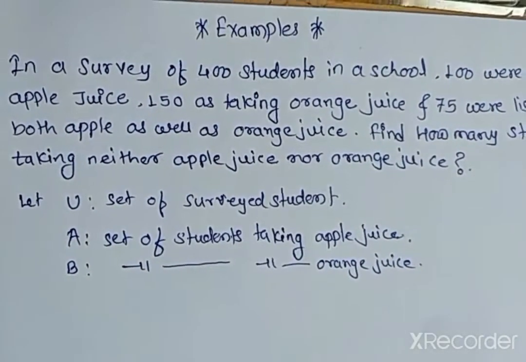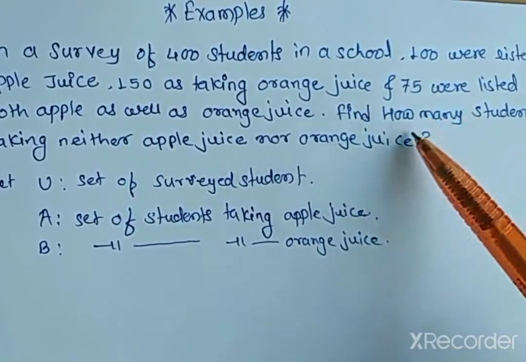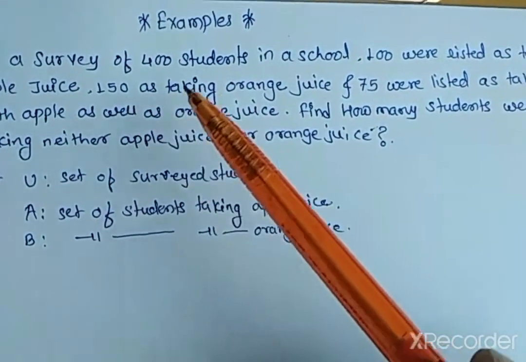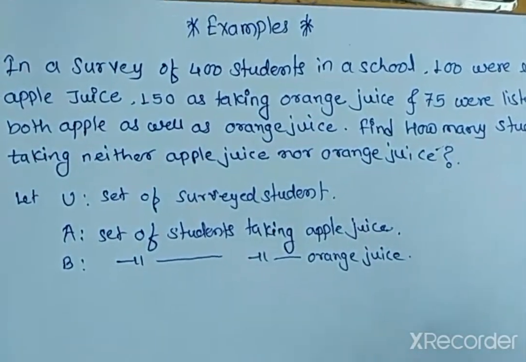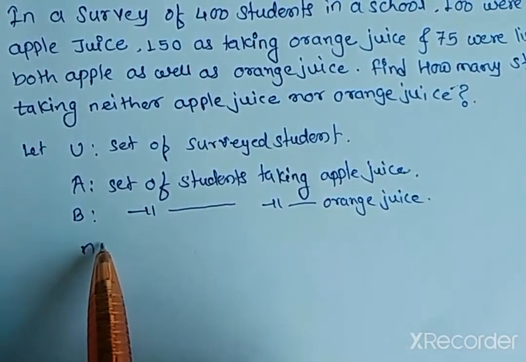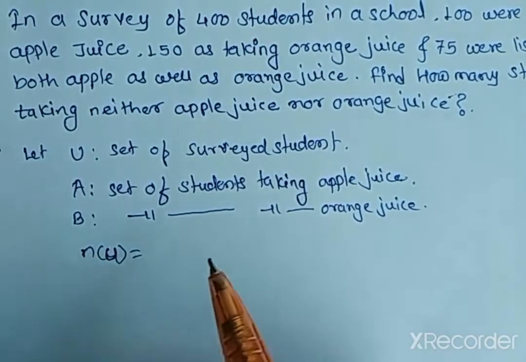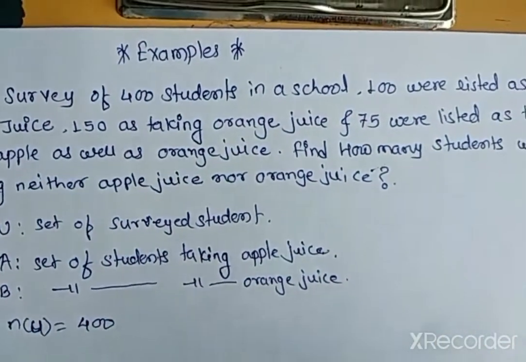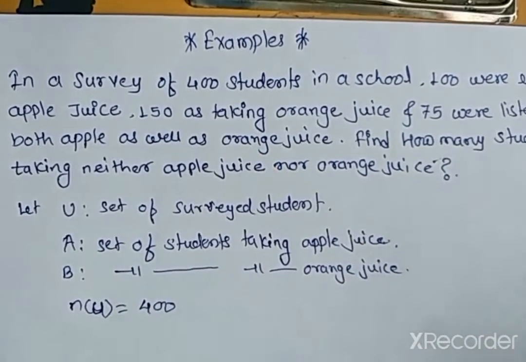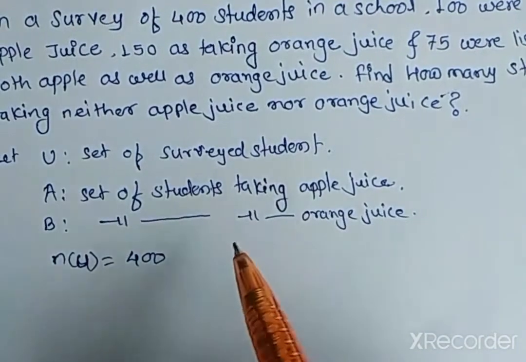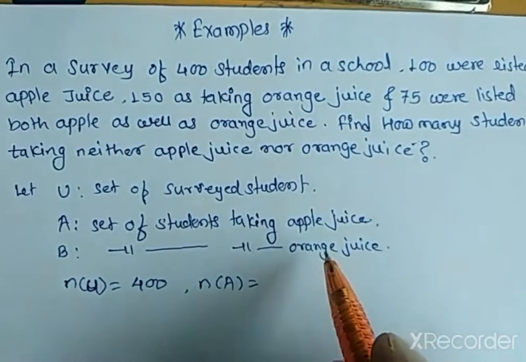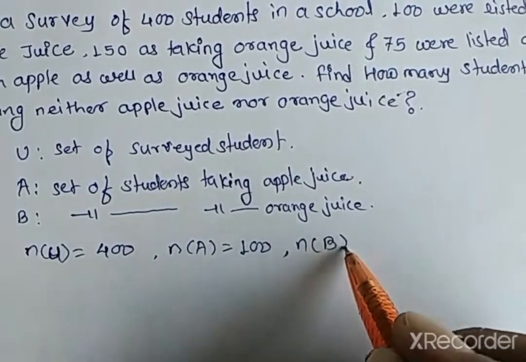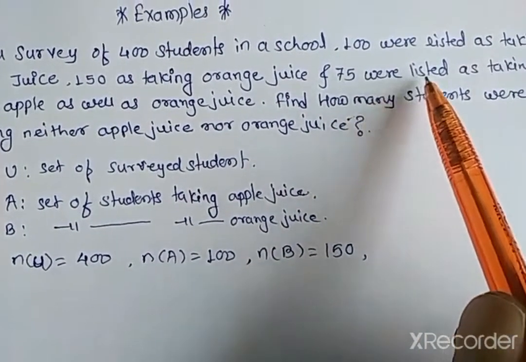So here we first define the universal set, and in that universal set, from the given data there are only two sets which we have to define: students taking apple juice and students taking orange juice. Now from the given example we can write the values. The total survey of 400 students is done, so n of U is equal to 400. Next, 100 were listed as taking apple juice, so n of A is equal to 100. Next, 150 as taking orange juice, so n of B is equal to 150.